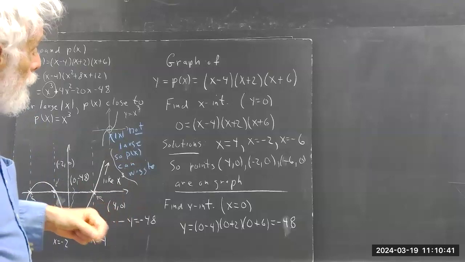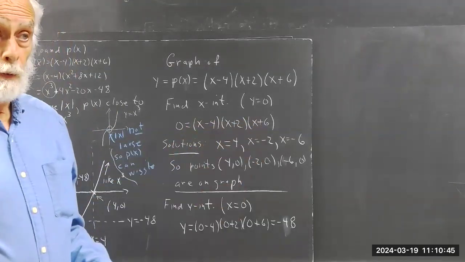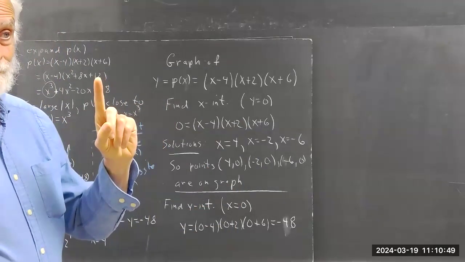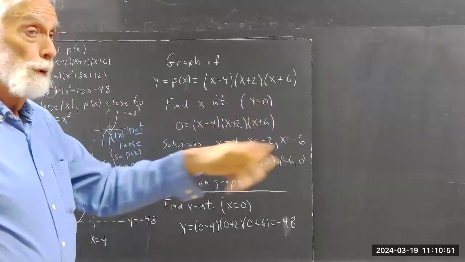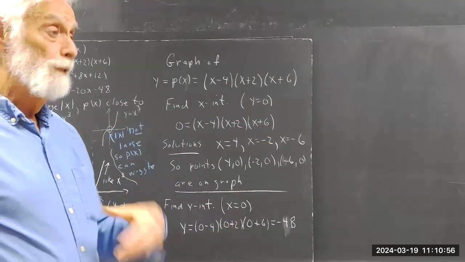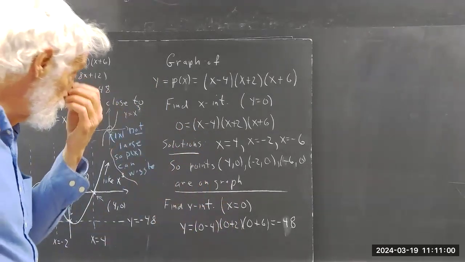Now, the only way we can multiply three numbers and get 0 is if one of those numbers is 0. If none of them are 0, we're not going to get 0. The only way we can get 0 from multiplication is something's got to be 0. One of our factors has to be 0.